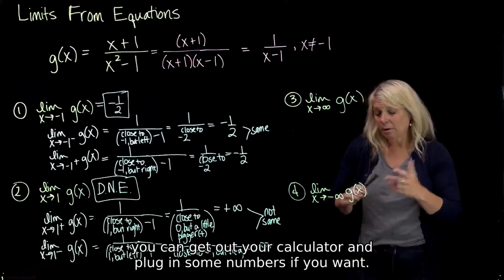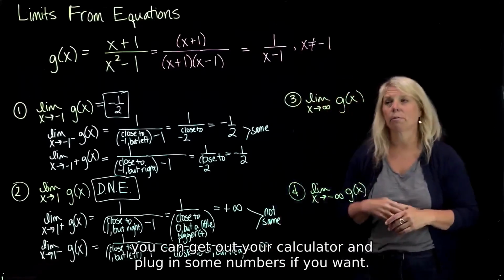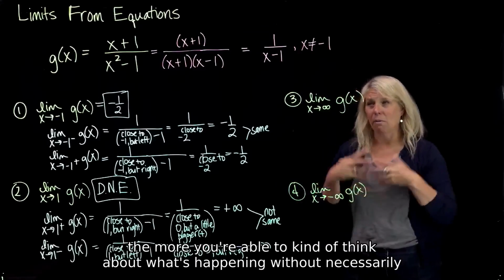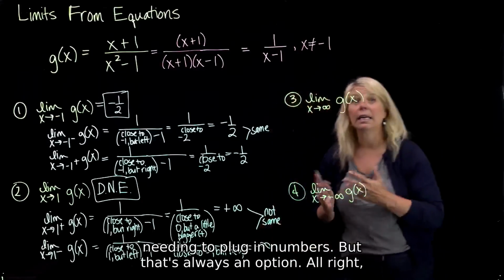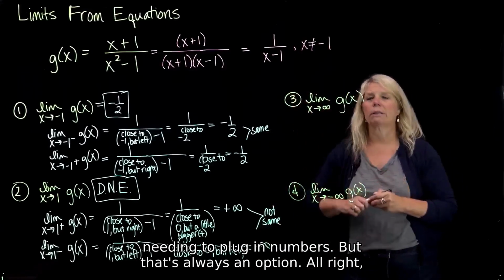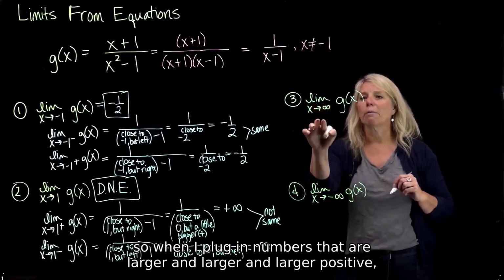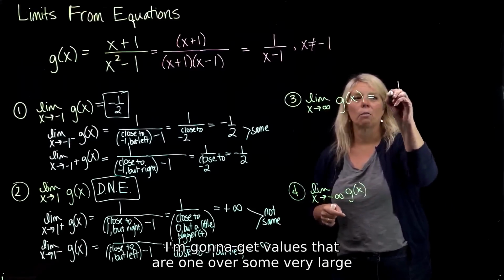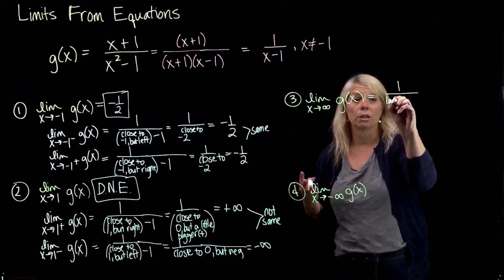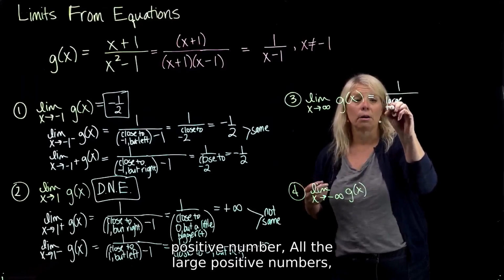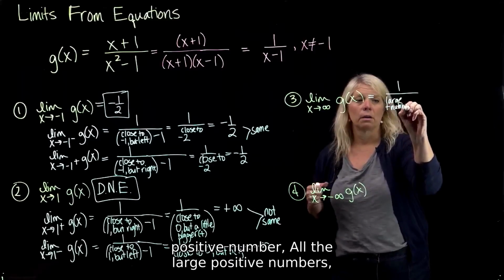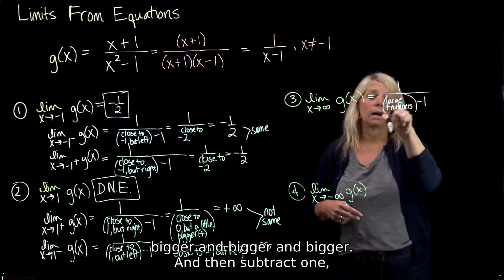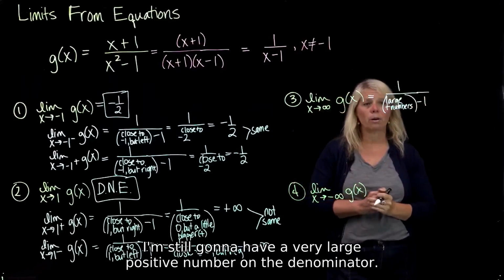All right, so again, you can get out your calculator and plug in some numbers if you want. Sometimes that takes a long time, and the better you get at these, the more you're able to think about what's happening without necessarily needing to plug in numbers, but that's always an option. So when I plug in numbers that are larger and larger and larger, positive, I'm going to get values that are 1 over some very large positive number. All the large positive numbers, bigger and bigger and bigger, and then subtract 1, I'm still going to have a very large positive number in the denominator.